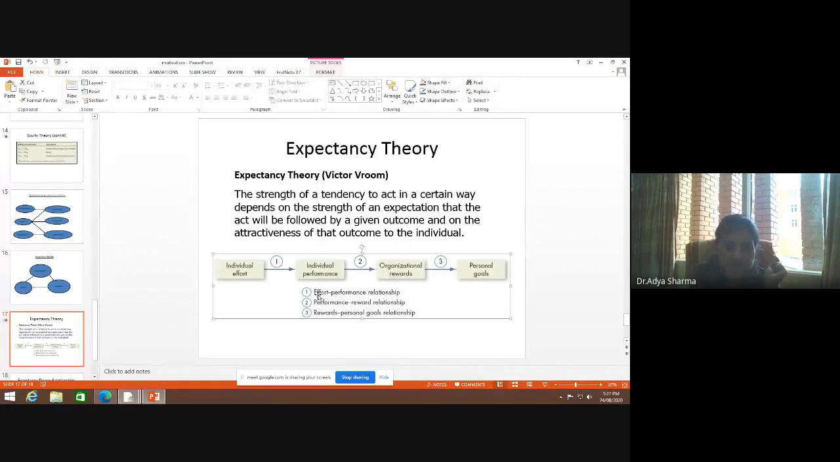But also, there has to be a link between the effort and performance. How much effort? Optimum effort. I keep repeating this all the time, there's nothing called maximum, because there's no limit to maximum. Optimum. If there are 24 hours in a day, I can only study 24 hours. And that's also not possible. So optimum effort. There has to be a relationship between effort and performance. There has to be a relationship between performance and reward. And finally, is it the reward I need?